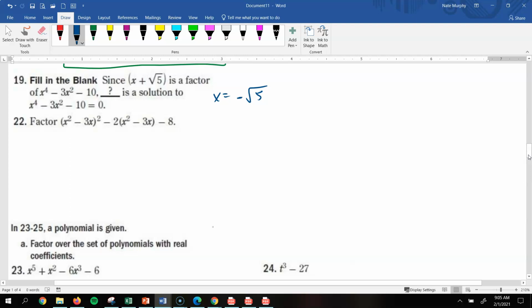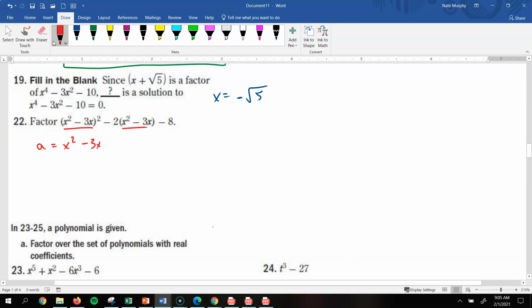All right, let's look at number 22. For 22, this would be using the chunking method. Now, this is not going to be a major emphasis, but I do want to make sure that you understand. I've seen this a couple of times now. But what we're going to do is say that the value for a is going to be x squared minus 3x, because that's what we have in parentheses there.